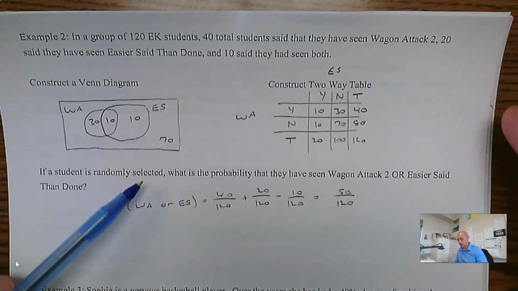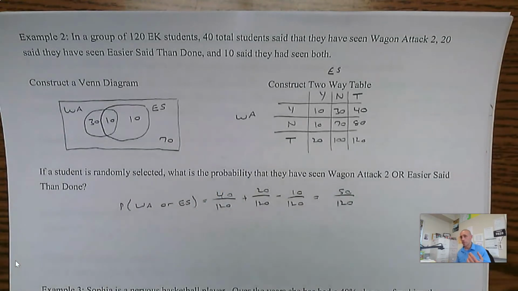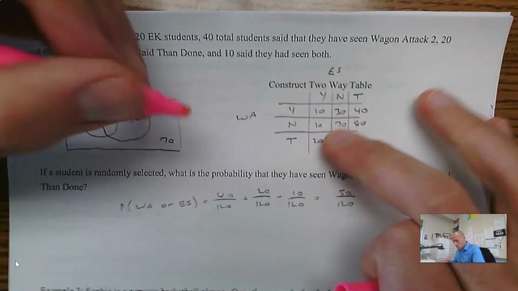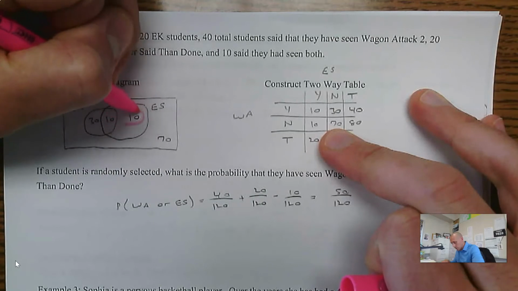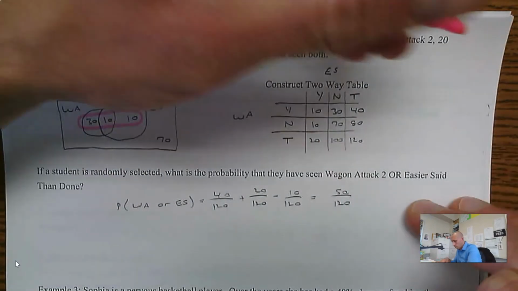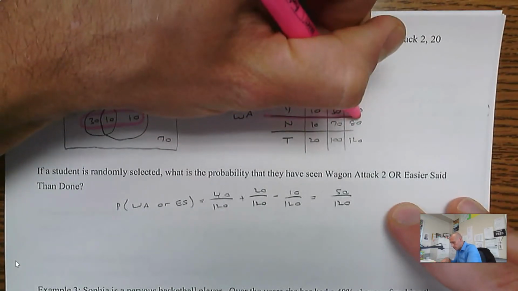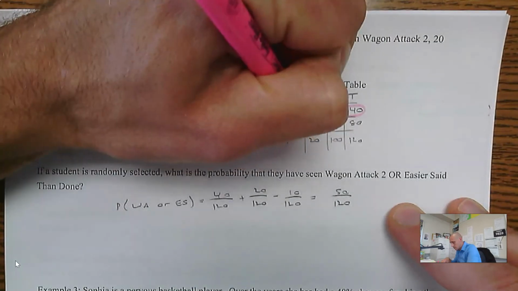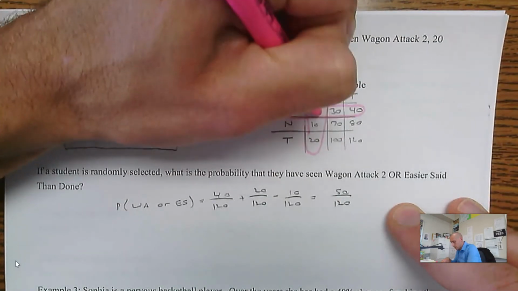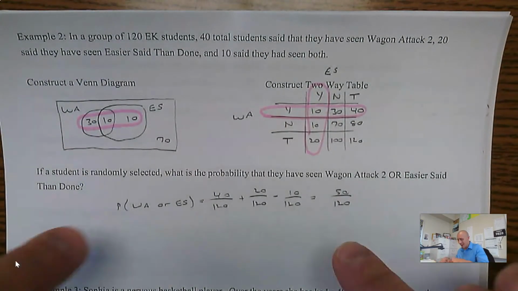If a student is randomly selected, what is the probability they have seen one or the other? So you can use a formula here. There's a lot of different ways you can do this. You can use the formula, or if you understand or means one or the other or both, just sum these up. Wagon Attack or, easier said, I'm looking at the sum of these, 30 plus 10 plus 10, not including the totals. You don't have to use the formula.